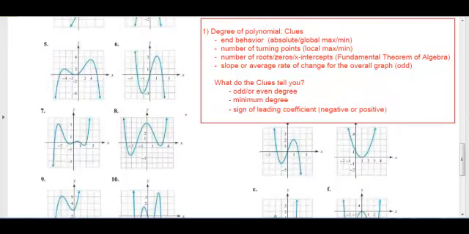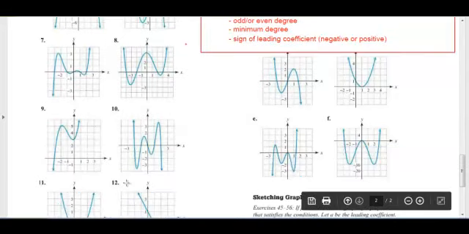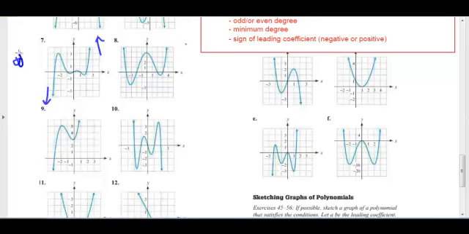We're now going to look at these different graphs and come up with the odd or even degree. That's the first thing you're going to check, then the minimum degree, and then the sign of the leading coefficient. Let's start with this graph right here. First we're going to look at end behavior. It goes down and up, so therefore it has to be odd degree, not an odd graph, but odd degree.